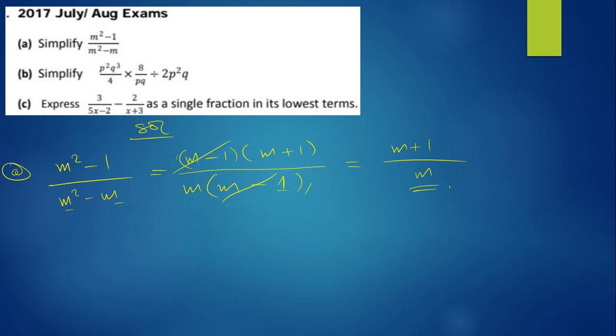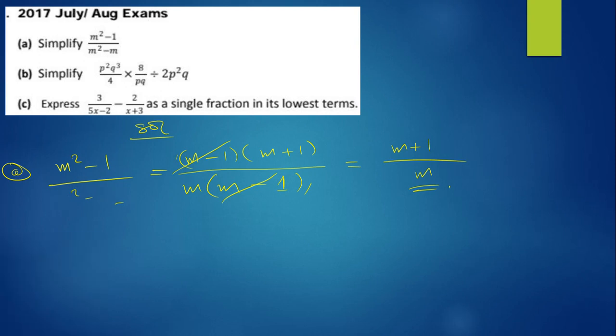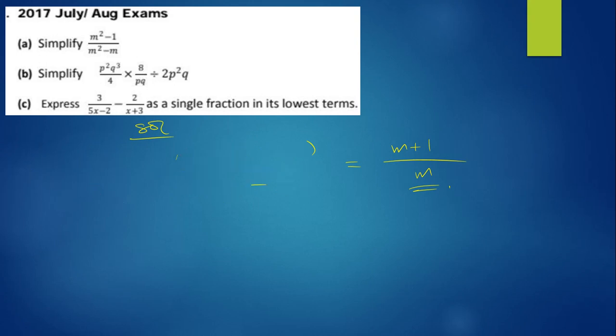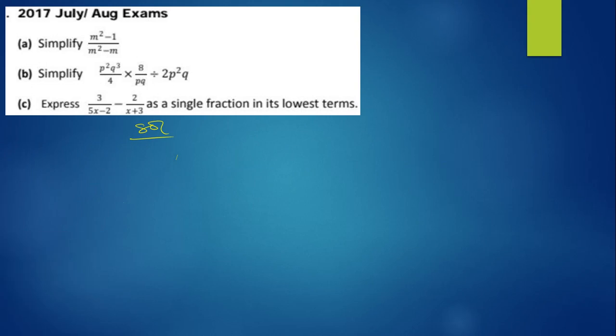So, because of space, let me clear this so that I create some space for B. Because B will require enough space for solving. So, these things are very simple. So, B is saying simplify this. And then, so how can you simplify this? So, you're having p squared q like that over 4 times 8 over pq like that divided by 2p squared q like that.